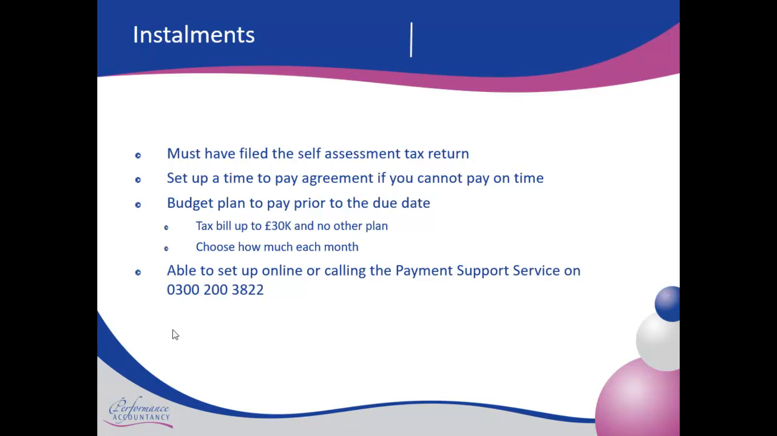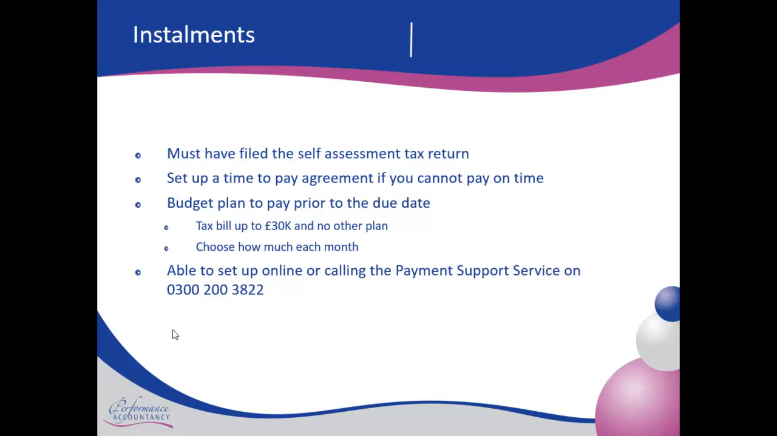So you must have actually filed the tax return, and you can then set up a time to pay agreement if you cannot pay it on time, or you can set up a budget plan if you're trying to pay before it's actually due. Now, there are limits to this. You can only pay up to £30,000 if you do it on the budget plan, and you cannot have any other plan outstanding at the moment, and you can decide how much you want to pay them.